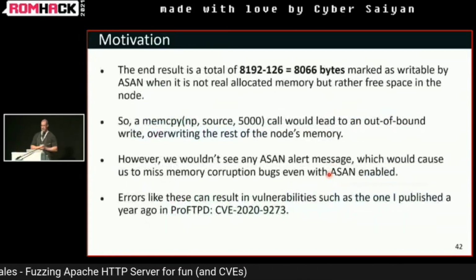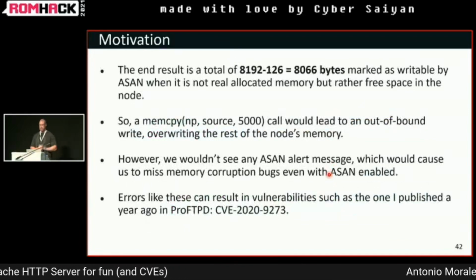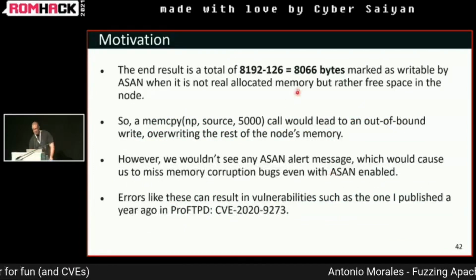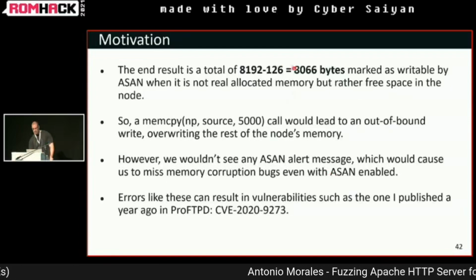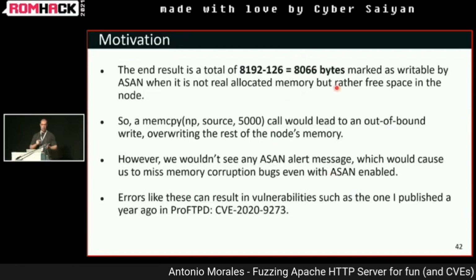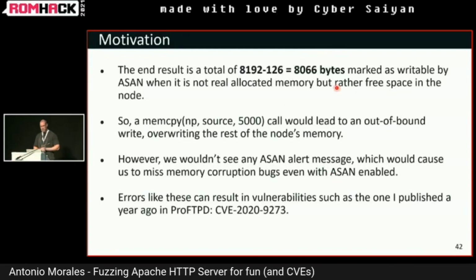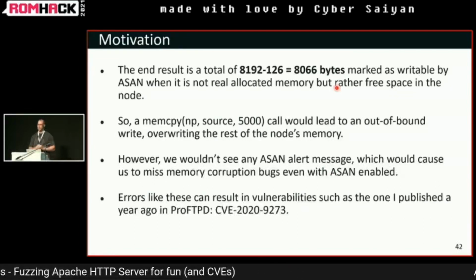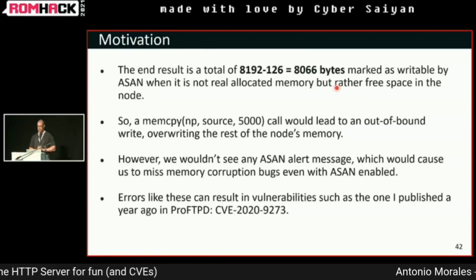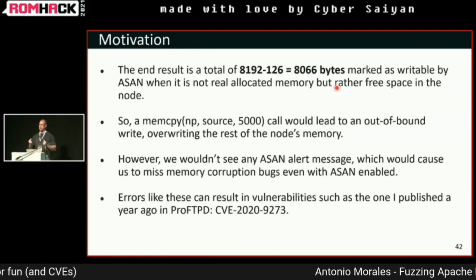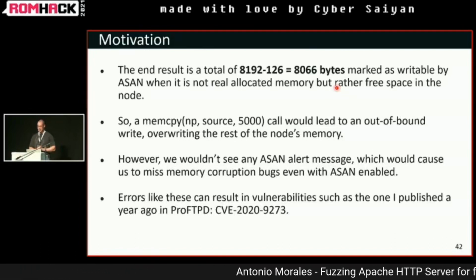So the result is a total area of 8,066 bytes, marked as writable by AddressSanitizer. But the thing is that this is not real allocated memory. Instead, it's free space in the node of the list.